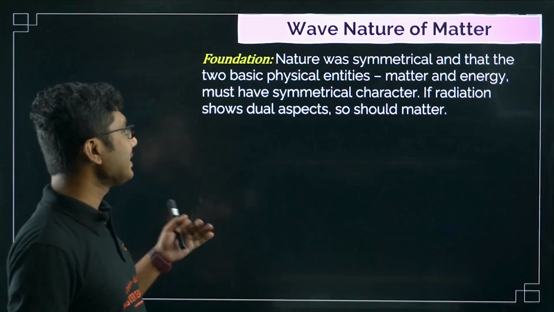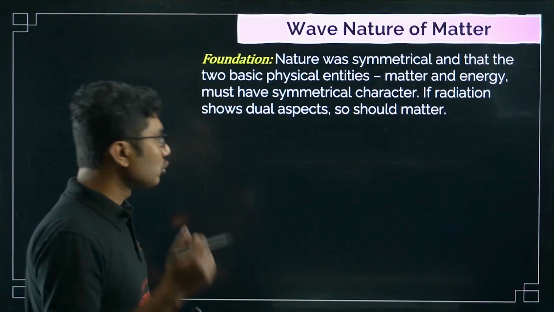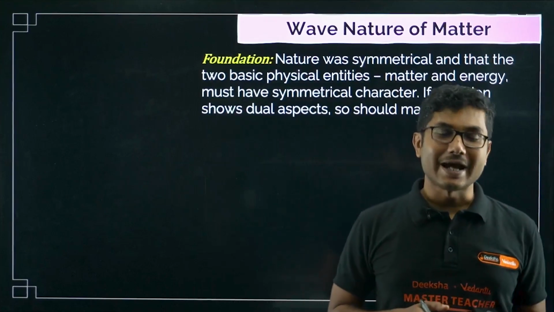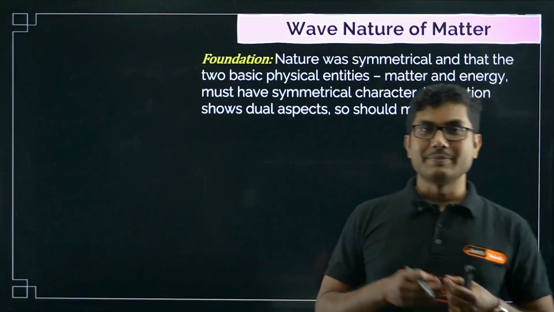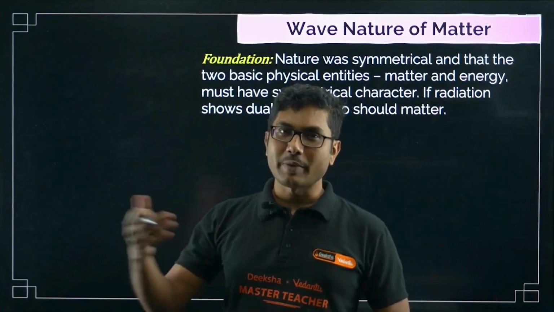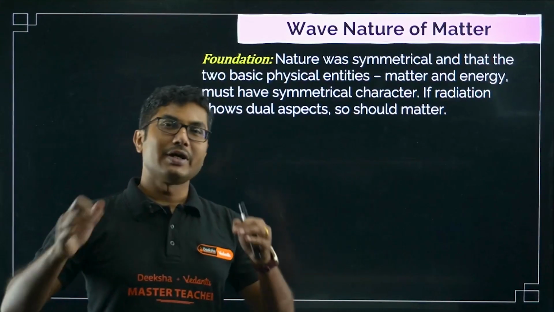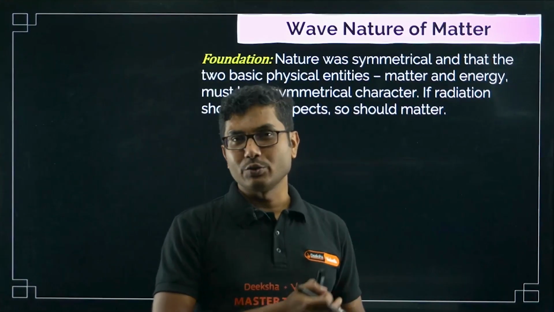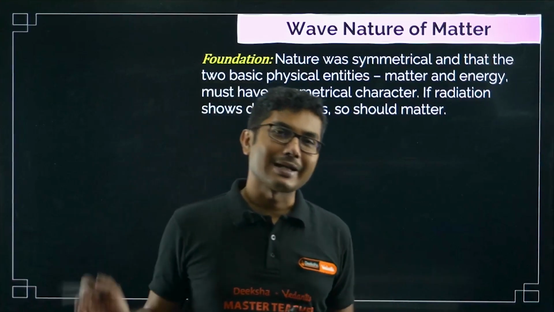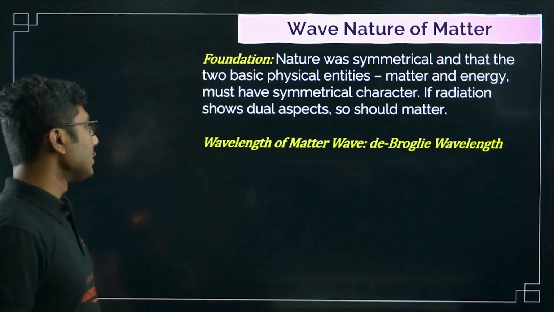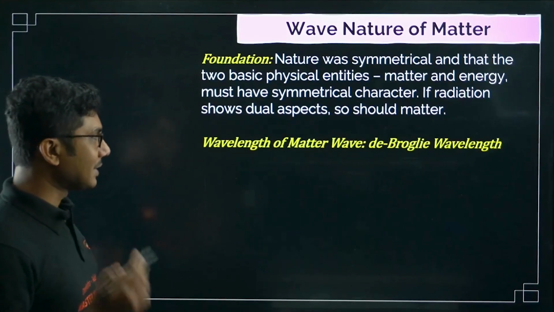Now, if radiation shows dual aspects, so should matter. This person said that electromagnetic waves are considered to be radiation. So if the electromagnetic wave can show its matter properties, then matter can also show its wave properties. And that person is Louis de Broglie.